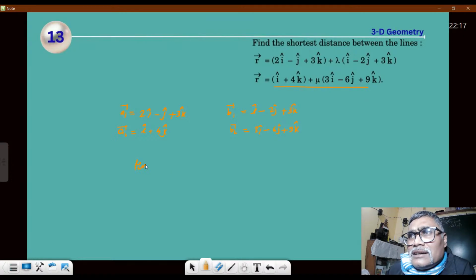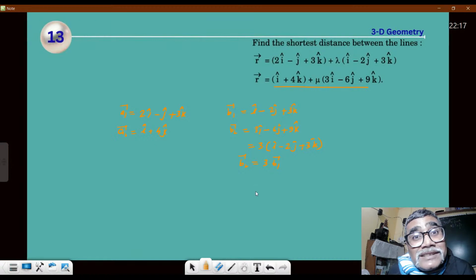Here I can write it like this also. I can take 3 common, then this will be 3k, and I can write what? This is 3 times b1. So what did you observe? You observe that b2 is a scalar multiple of b1.